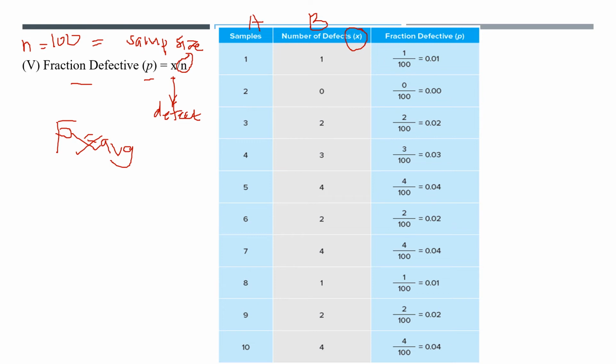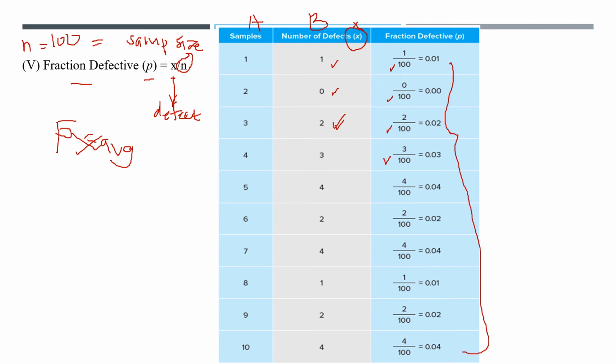So what we do for fraction defective is we take X, that is over here. Okay, every sample has its defects, which we call X. We divide by the sample size, that is 100, from the question. So whatever number that we have over here, okay, sample number 1, we found 1 defect. Sample number 2, 0 defect. Sample number 3, 2 defects. We just divide by 100, that is the sample size. Okay, standardized sample size. So we get all this as the fraction defective.